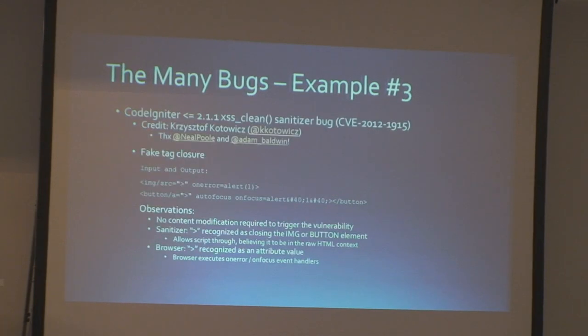So here's another bug. This one was from Christoph, and thank you to Neil Poole and Adam Baldwin for forwarding this one my way on Twitter. I think this also was part of a batch of issues. In this one, you can see there's an attribute here with a greater than symbol in the attribute value. The sanitizer sees that and says, oh, the image tag ends here. Of course, it doesn't, and the onerror event handler executes. It's the same scenario with this button right here. The sanitizer sees this, so it thinks the tag ends, but of course, the browser doesn't, and the onfocus event handler executes script. So that's another case where the sanitizer and the browser have this mismatch. They don't see things the same way. But in this case, there's not actually any content modification required. It's just a difference in what the sanitizer and the browser saw.